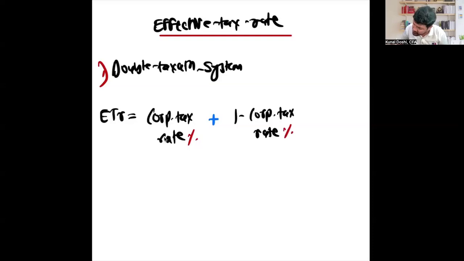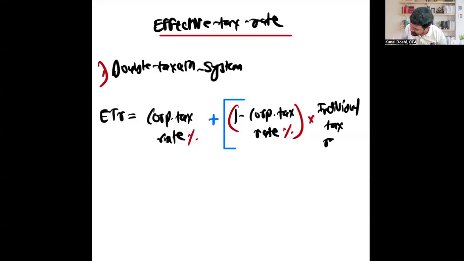On that, individually, I will end up paying what? When the company distributes money to me, I will pay the dividend tax rate. And dividend tax rate is generally nothing but the individual tax rate that every individual has to pay depending on their tax slabs. Okay. So you can write the dividend tax rate or individual tax rate. This is what will be an extra tax.